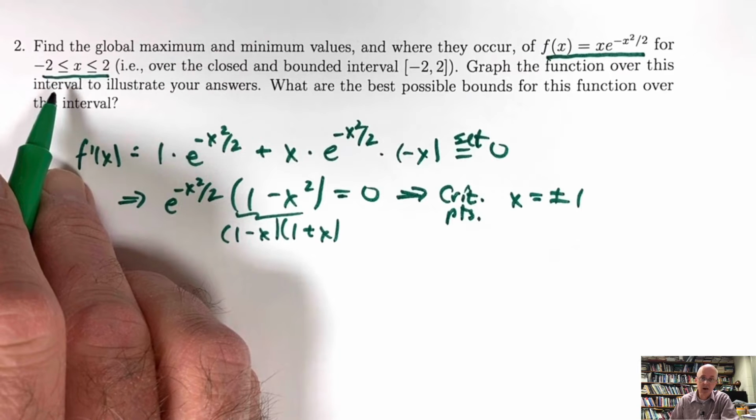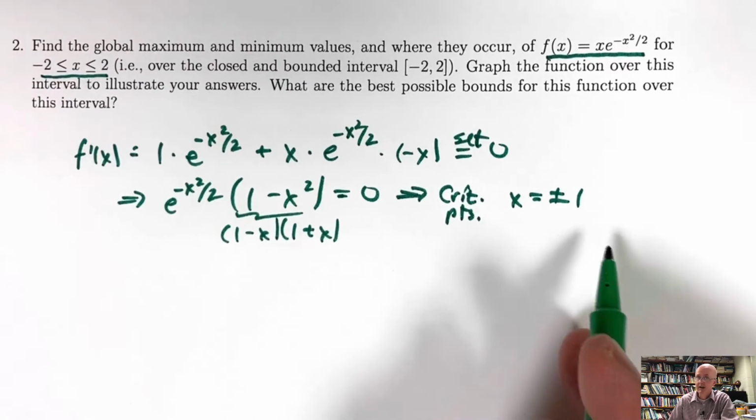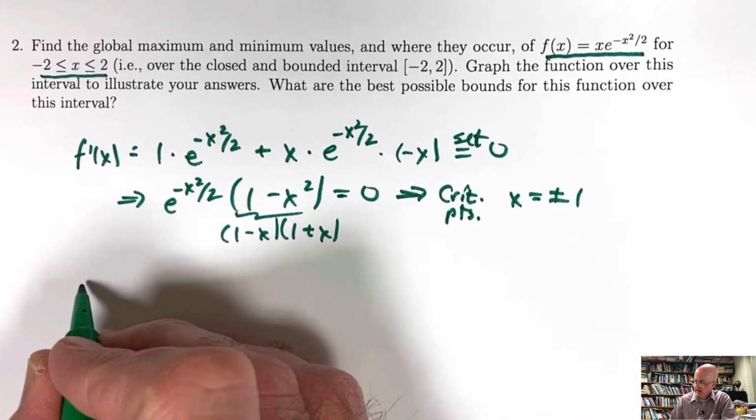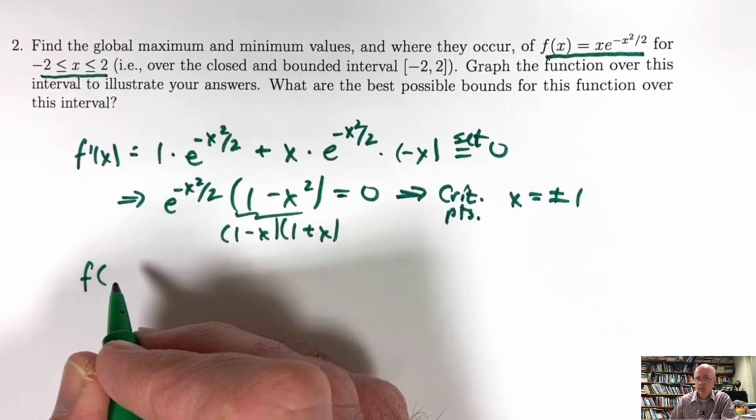The answer is yes, they are. But it's possible I could have chosen a different interval and they may or may not have been in that different interval. So you always need to check that. And again, just like in the first problem, we don't need to use the first or second derivative tests here.